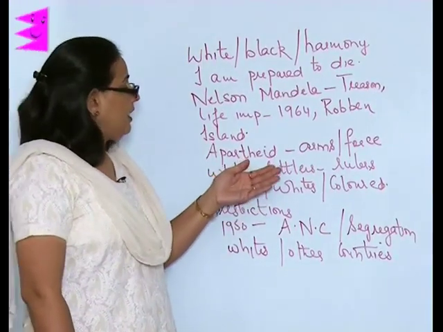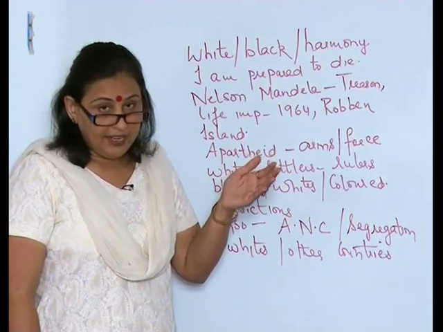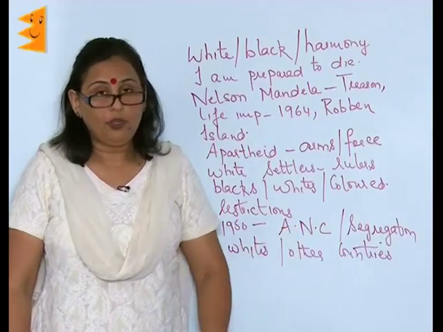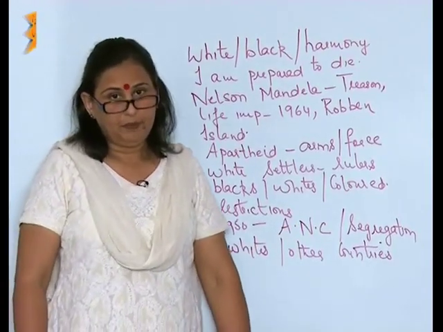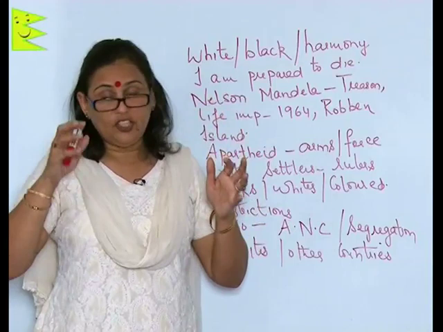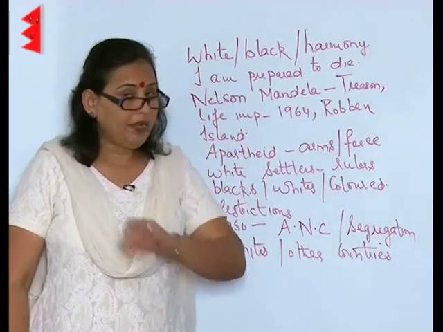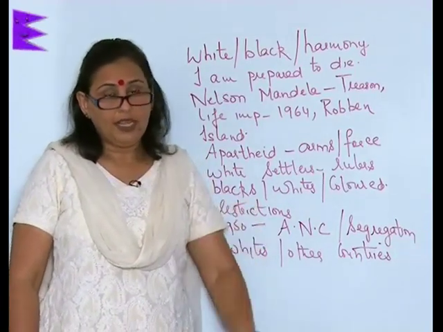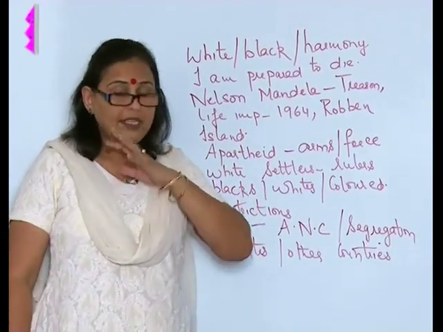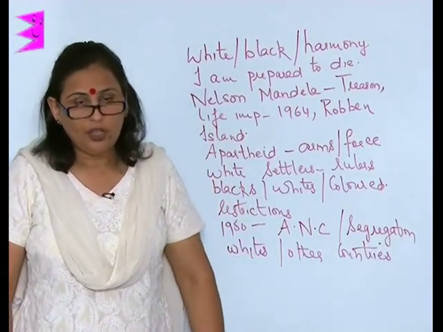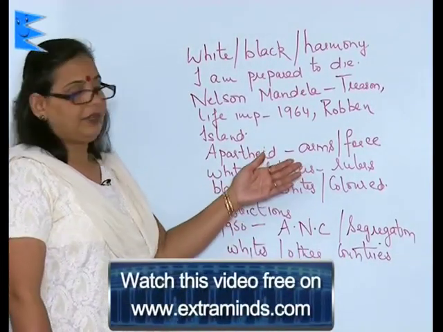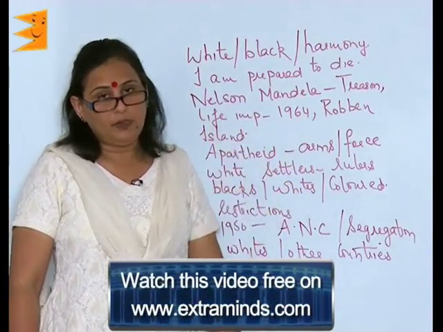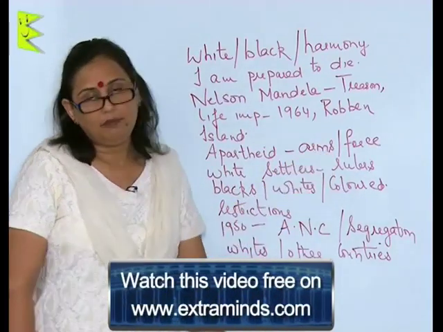Now, in South Africa, the whites, that is the people who had settled there, followed the policy of apartheid. That is segregation of the blacks. They were not given any voting right. They could not go to the clubs. They could not go to the restaurants. They could not go to the cinema halls. They could not even go to the same church where the whites worshipped. And the whites had actually captured this place by the use of arms and force.